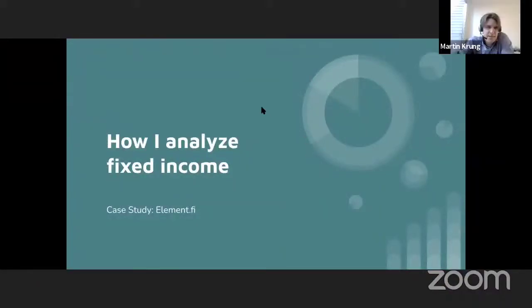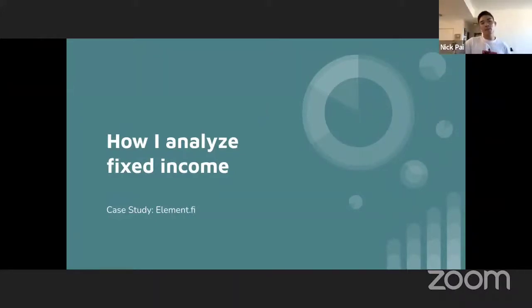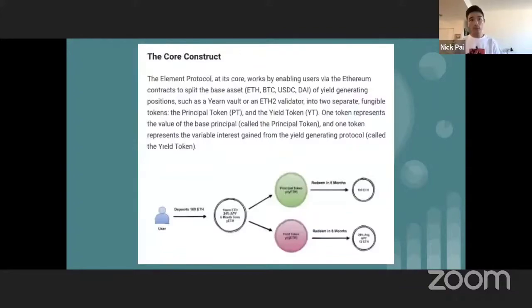Yeah, so I will just walk through how I think about fixed income, which I think fixed income products are pretty interesting and will get bigger in DeFi. And I think that any savvy DeFi investor will eventually just need to figure out how to think about fixed income. So I'll just walk through a couple scenarios and how you can look at the current rates on Element.fi and figure out maybe how you want to invest or hedge your portfolio.